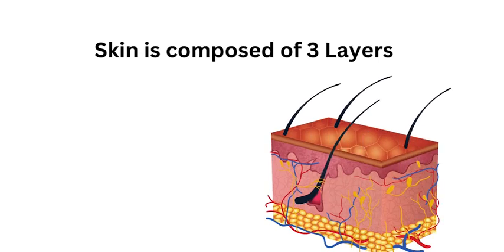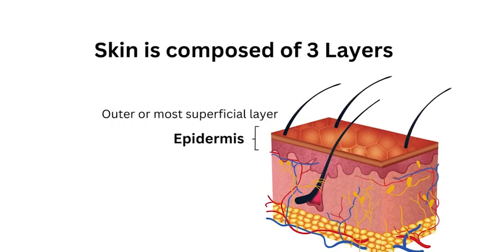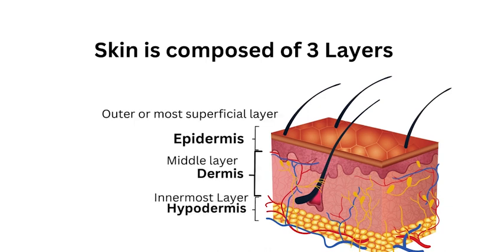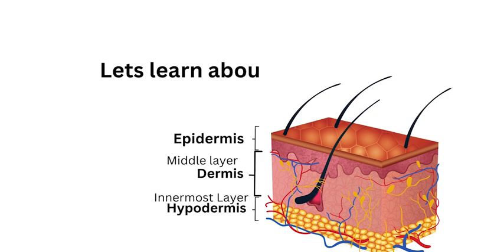Layers of skin. The skin is composed of three layers. Outer or the most superficial layer is epidermis, middle layer is dermis, and the most innermost layer is hypodermis. Let's learn about them in detail.